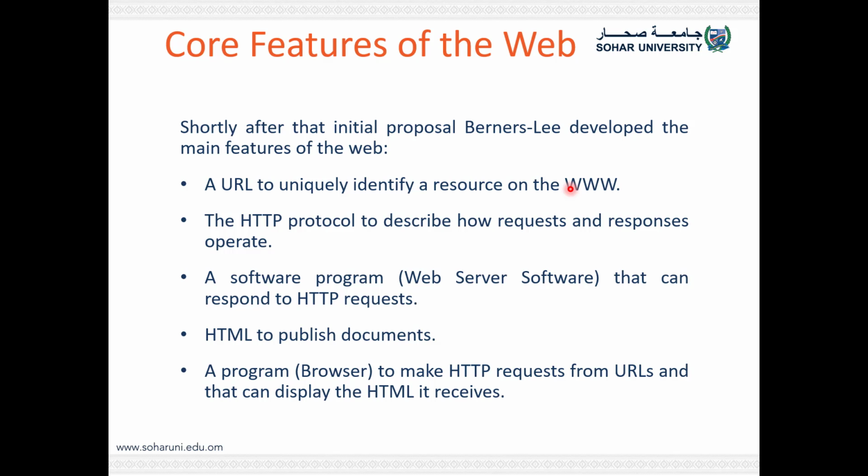After that, we can find in his proposal, Tim Berners-Lee, what are the main features of the web, which is very important to remember. It has 5 main components or features. The first one is URL, the second one is HTTP, the third one is a software program, which we now call a web server, HTML to publish a document, and again another program, which is the browser, to make, of course, requests to the server. So these are the main components of the web, which was proposed by Tim Berners-Lee.